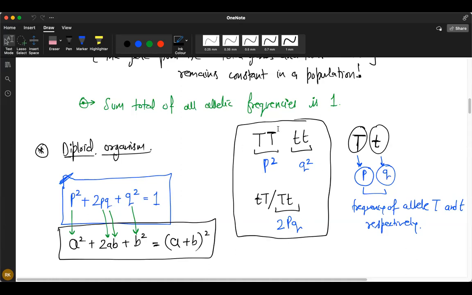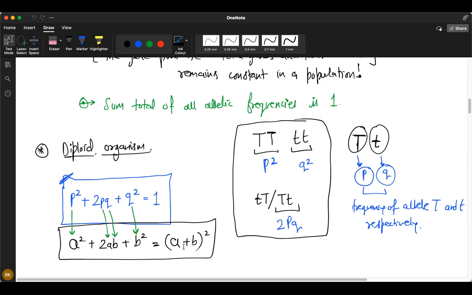So these three are the frequencies which are possible, and the sum total of all the frequencies is 1. So P square plus 2PQ plus Q square is equal to 1. And it looks like a mathematical formula, A square plus 2AB plus B square is equal to (A plus B) whole square.